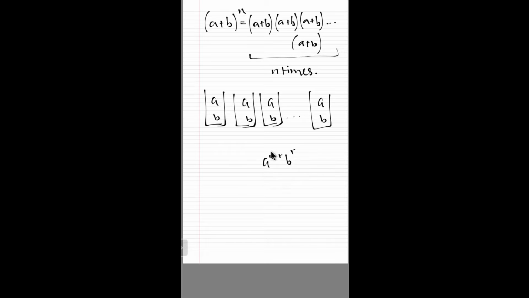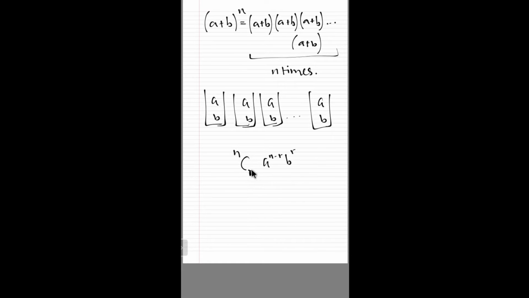So r b's we are taking from r different buckets, and from the remaining n minus r buckets we are taking a. So in how many ways can we take these r number of b's? This is the question. Obviously we have n buckets, and from that we are taking r, so it should be ncr.